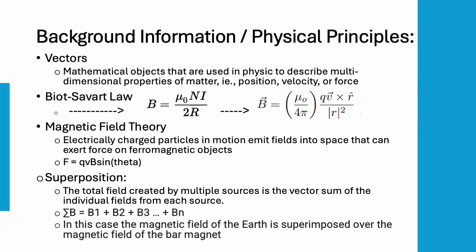Introduction. Background information and physical principles. Vectors are widely used in physics to convey multi-dimensional information and consist of a magnitude and direction of a quantity. The Biot-Savart law states that the magnetic field strength is proportional to a constant mu naught over 4 pi, which is equal to 10 to the negative 7, the cross product of a moving charged particle and the observation location, and inversely squared by the distance. The magnetic field theory states that charged particles in motion emit fields into space that can exert forces on ferromagnetic objects. Superposition is the property that multiple fields can be added together to form a net field.